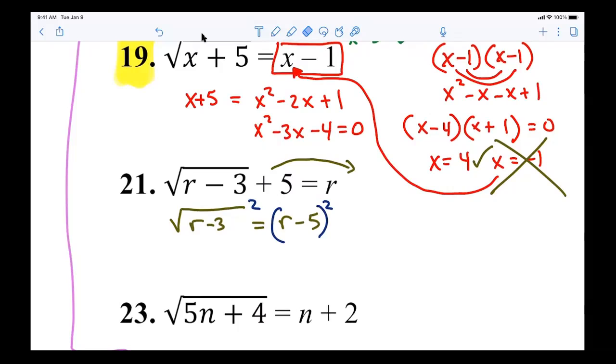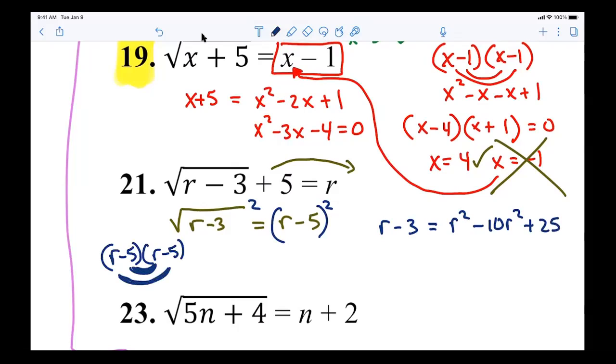So my equation on the left is just r minus 3 equals, the equation on the right is going to be r squared minus 10r plus 25. That is correct. R minus 5 times r minus 5. How much is this? And what's this? That's how I got the negative 10. There's no r squared there, guys. You see it now? It's negative 10r. And r times r is your r squared, and negative 5 times negative 5 is your 25. Right?